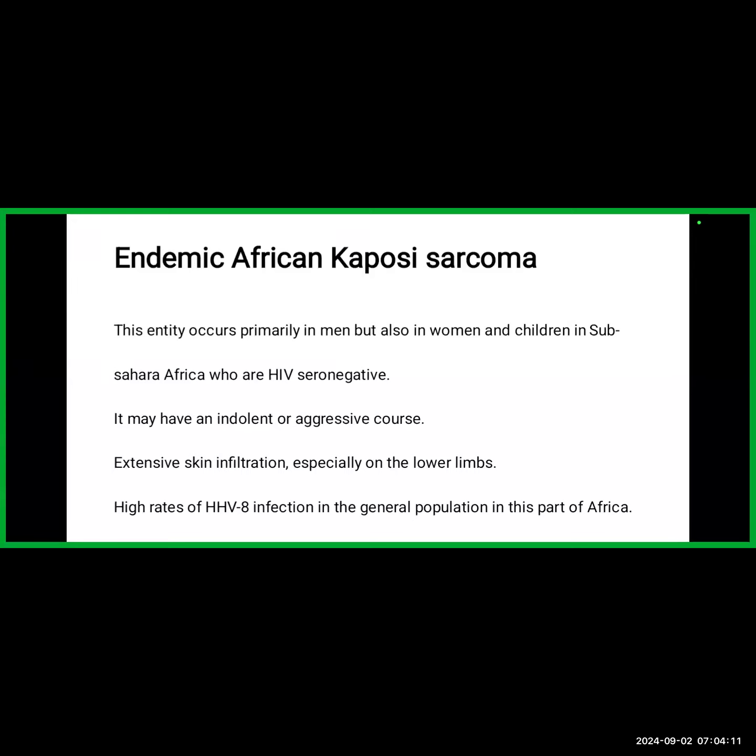The endemic. This entity occurs primarily in males, but also in women and children in sub-Saharan Africa who are HIV seronegative. It may have an indolent or aggressive course, extensive skin infiltration, especially on the lower limbs, and high rates of HHV8 infection in the general population in this part of Africa.